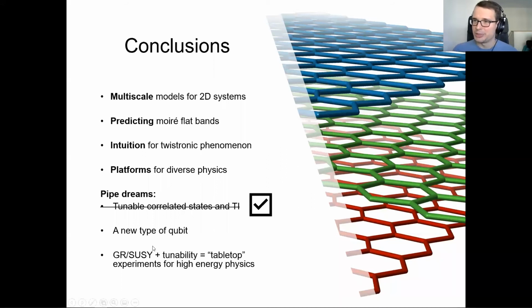Those might take a lot longer because I think this field was pretty well developed when I started working on this topic, but I was very happy to get involved and make some predictions.